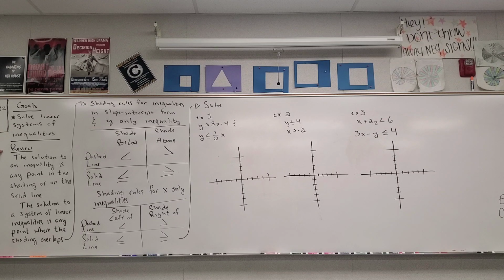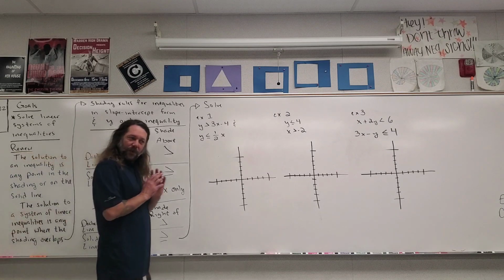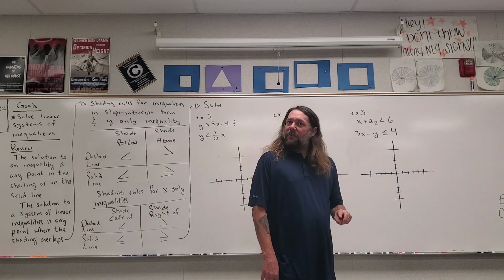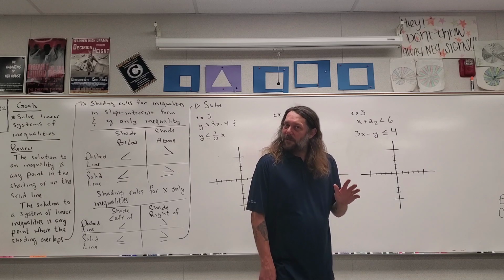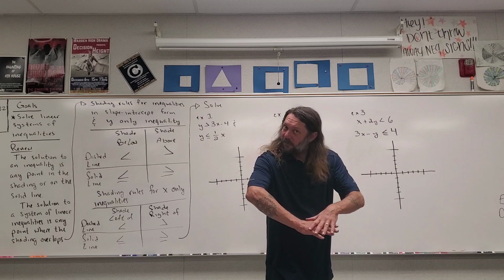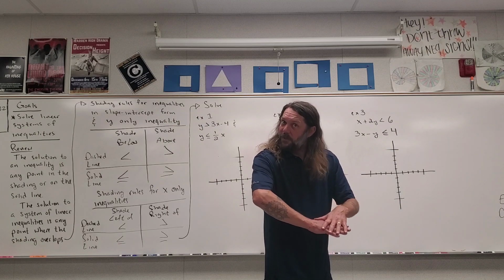And let's just review here really quick. The solution to an inequality is any point in the shading or on the solid line. The solution to a system of linear inequalities is any point where the shading overlaps. So to put it in basic everyday terms, we're going to graph two inequalities on the same graph, and we want to see where the shading overlaps. Where the shading overlaps, that's where we have a solution to both inequalities.